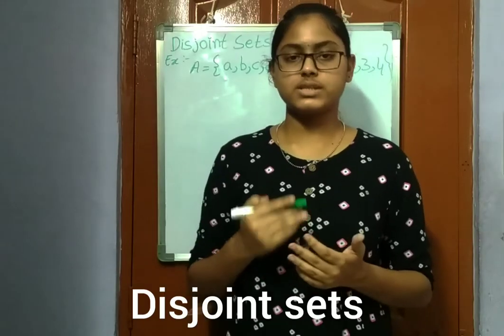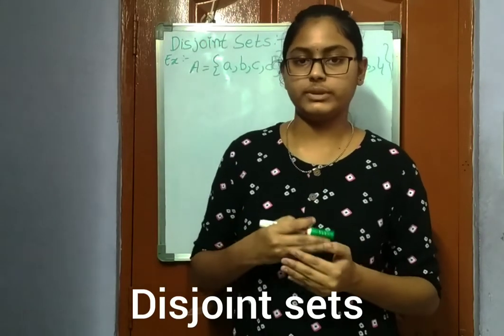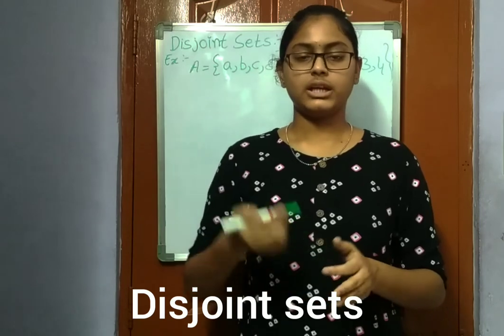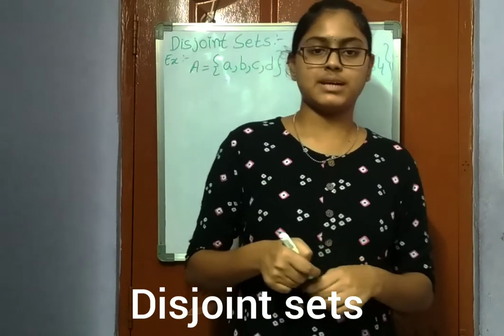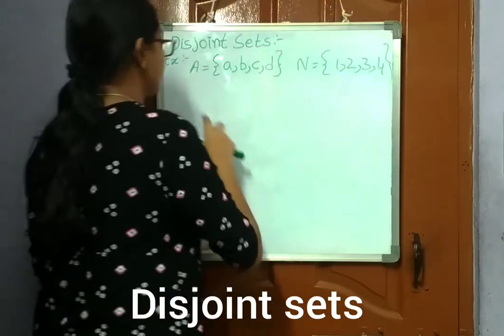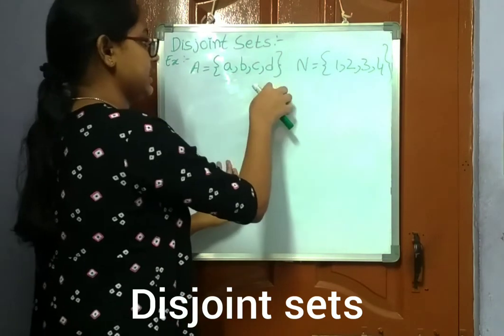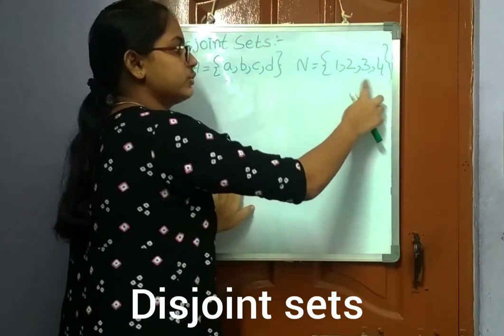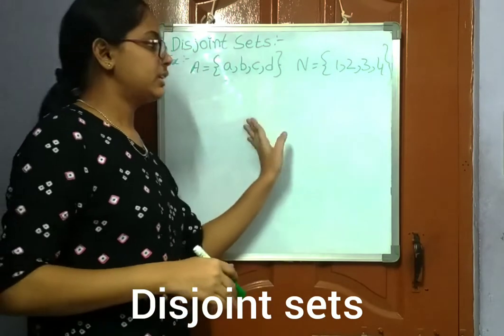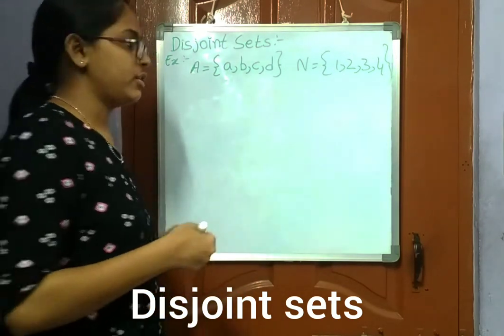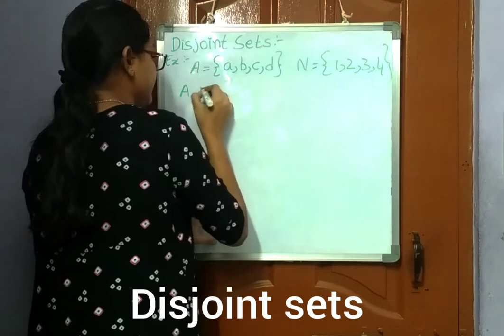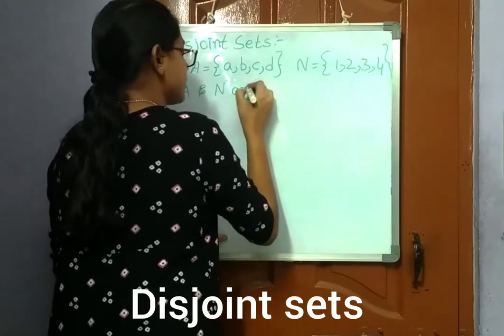If the given two sets have nothing in common, then the two sets are said to be disjoint sets. So let's see an example of two disjoint sets. That is A as A, B, C, D and N as 1, 2, 3, 4. There is no way that these two have anything in common. So A and N are disjoint sets.